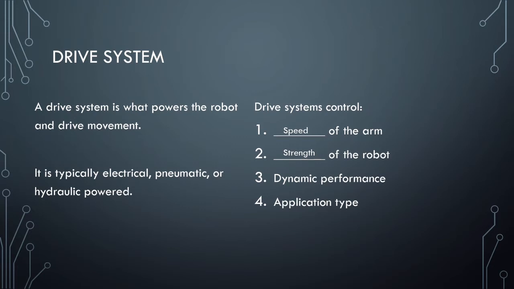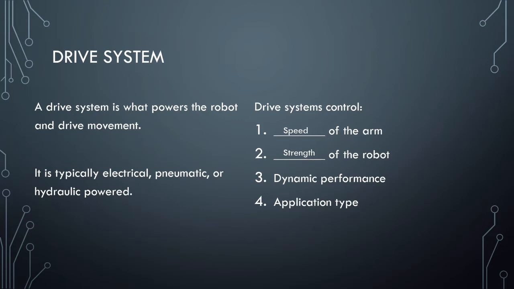Sometimes you could have the best of both. It just depends on what grade of a system you have. Sometimes you will experience trade-offs between speed and strength in a robot. It just depends what's involved in your drive system to control that. There's also the dynamic performance of the robot, so how it's moving around. The drive system can help control that, the fluidity of the movements. And then the application type: the drive system is going to be dependent on that.